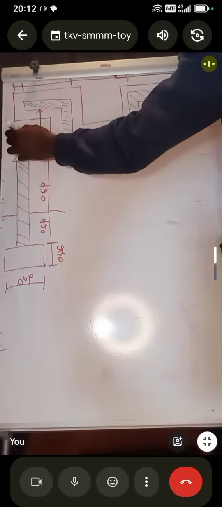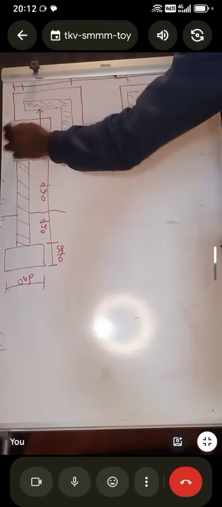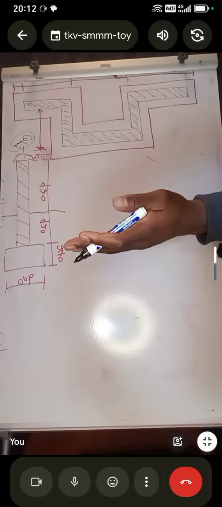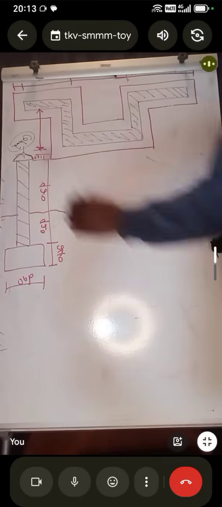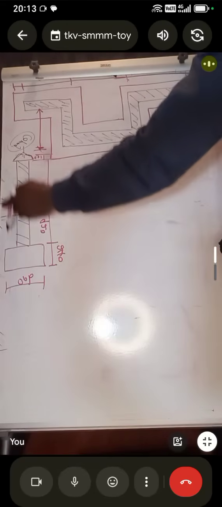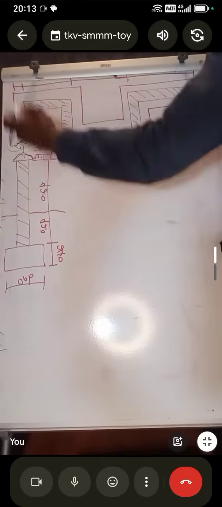At the top, there's a capping or coping. I will ask you, or they will ask you in the test, what is the purpose of the capping or the coping? This strengthens the wall, and another reason is decoration.